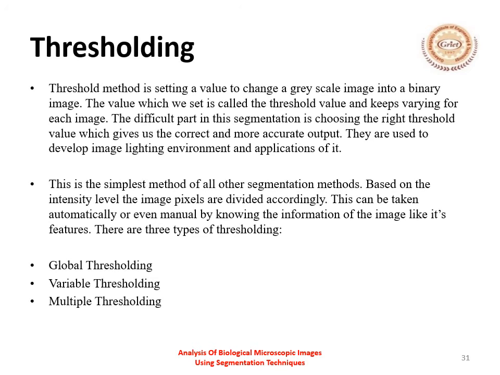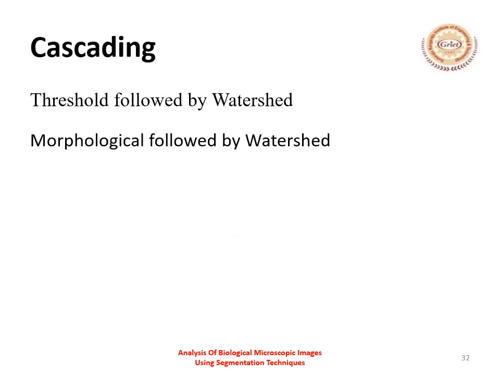Threshold is a method of changing a grayscale image into a binary image, where we set a value called the threshold value. There are three types of thresholding: global, variable, and multiple. We can also apply cascading, where we use the output of one technique as input to the other technique. We are going to use two cascading techniques: threshold followed by watershed and morphological followed by watershed.